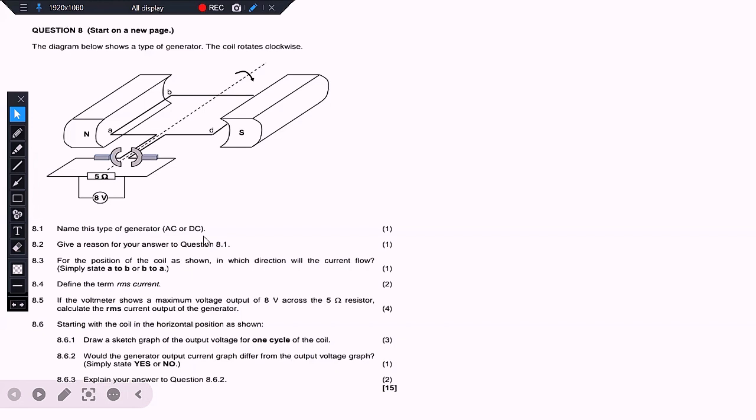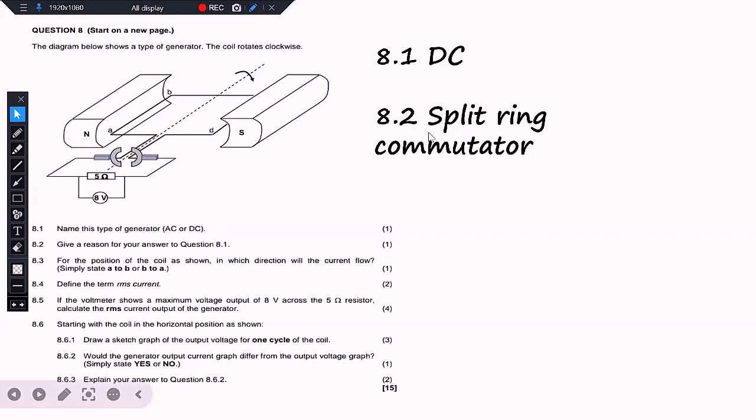Now, in order to determine that, you only have to check whether it is a split ring commutator or a slip ring. From this, we can tell that this is obviously a split ring commutator, so this makes it DC. 8.2 is also saying give a reason for your answer. So let's just answer 8.1 and 8.2 all together. We say it's a DC because it is a split ring commutator.